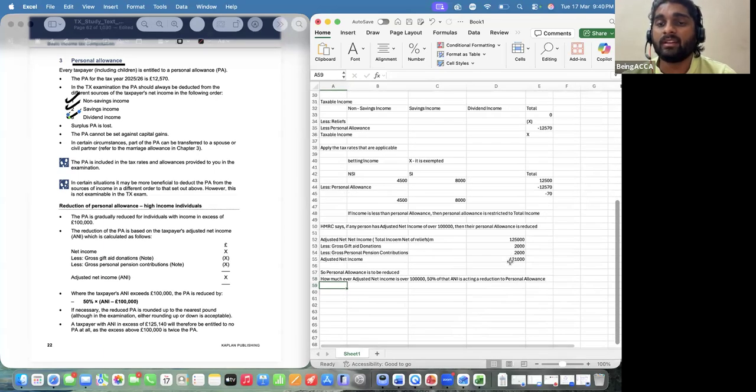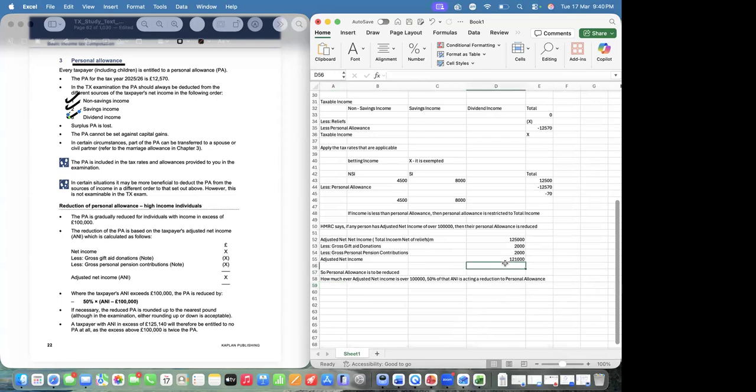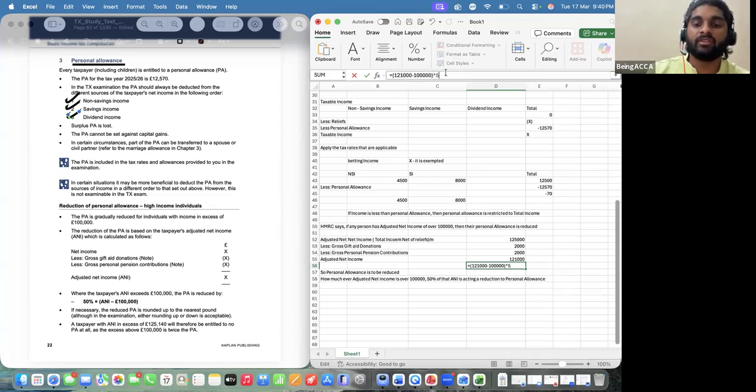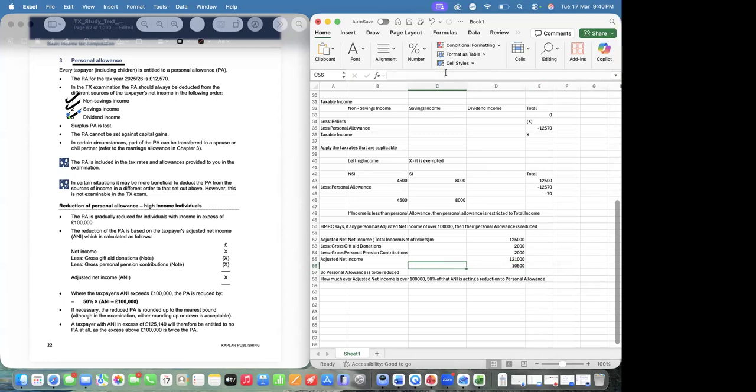Now our adjusted income is 121,000. Yes, sir. So how much is it over 100,000? 21,000. Exactly. So it is equal to 121,000 minus 100,000. Did I add that correctly? No, one more zero is to be added. So it is 21,000. With that, what should we do? It should be multiplied by 50%. So now what is it giving us? 10,500. Correct? Yes, sir. This is the reducer.